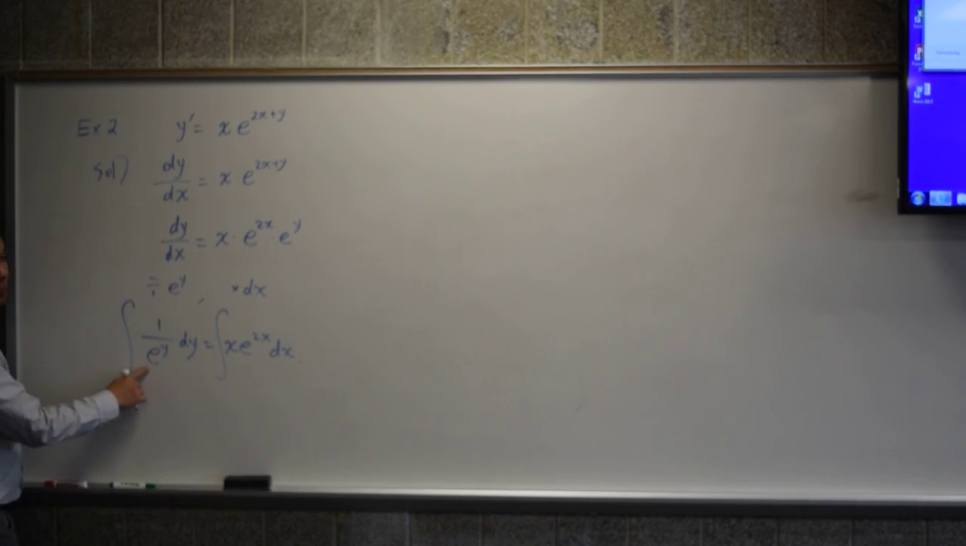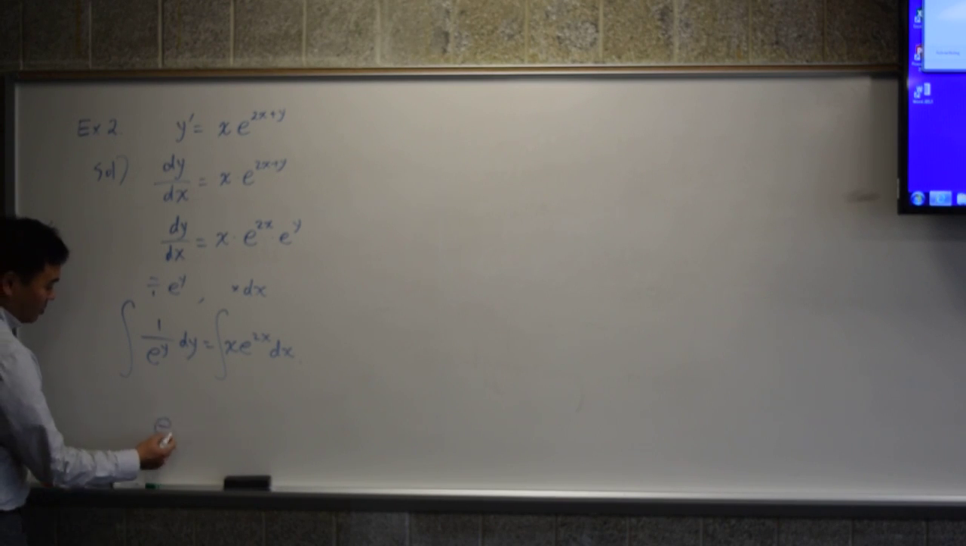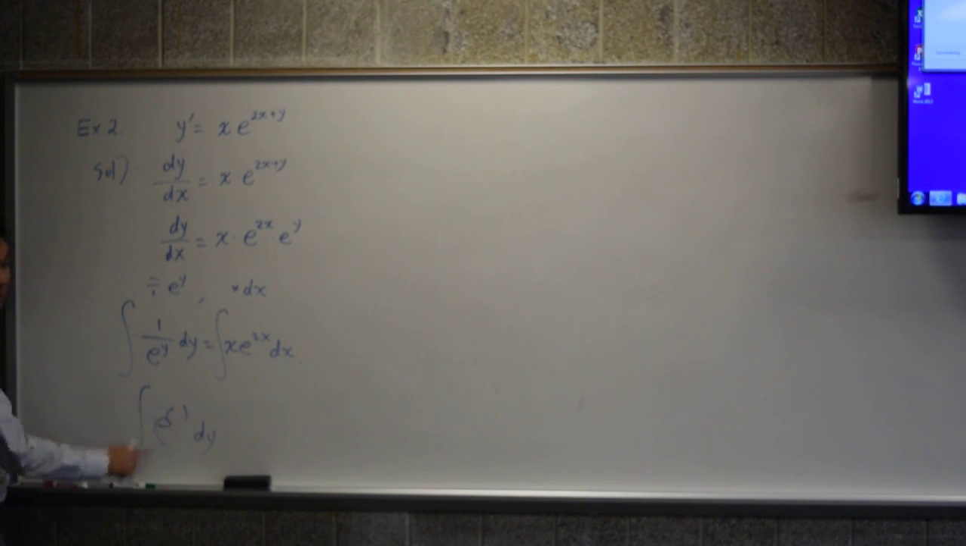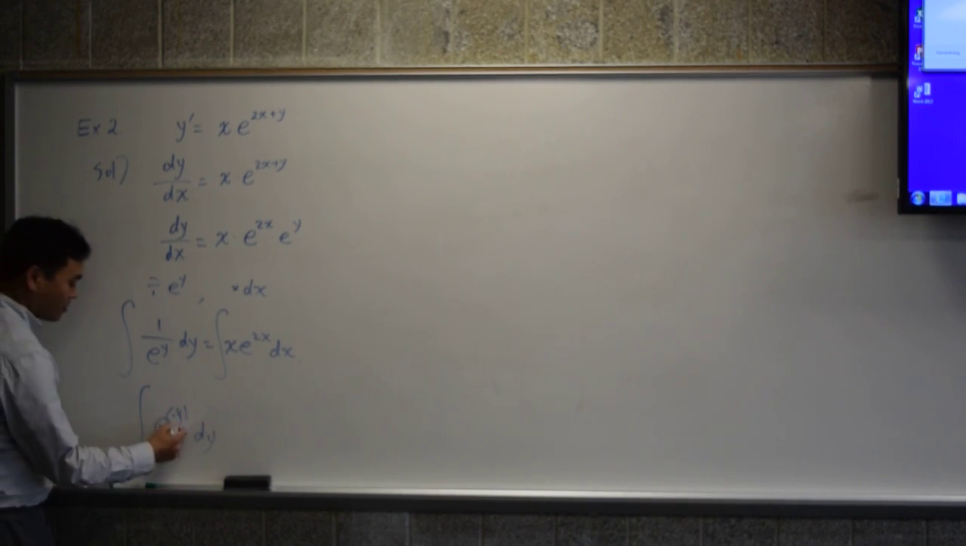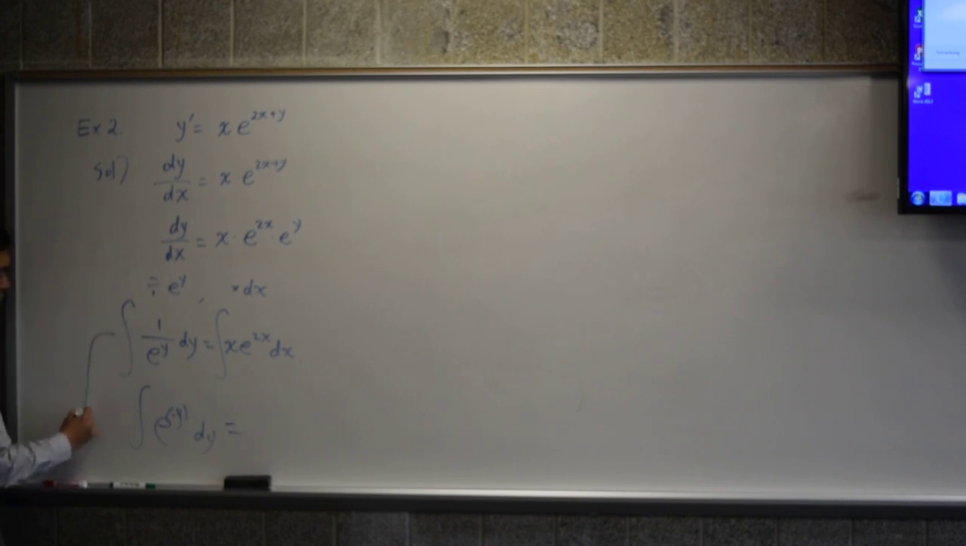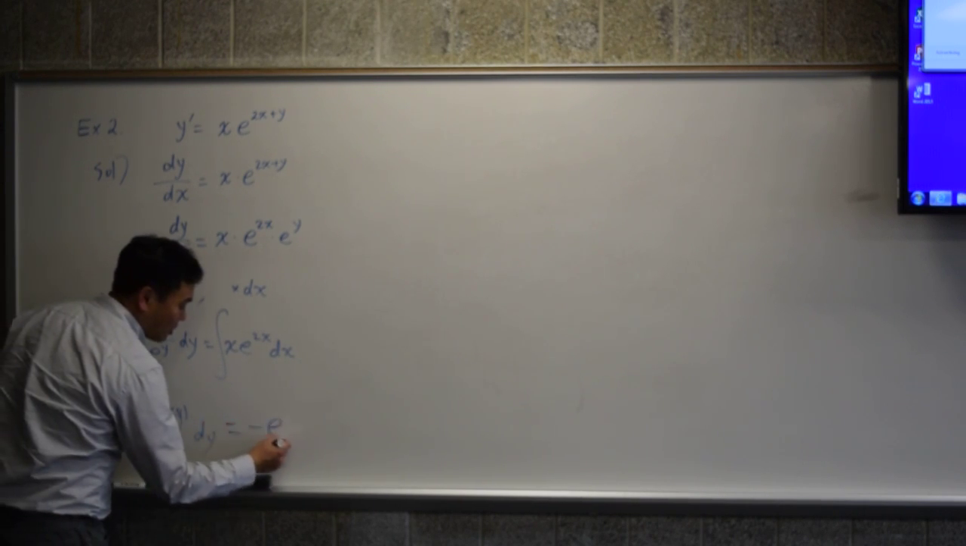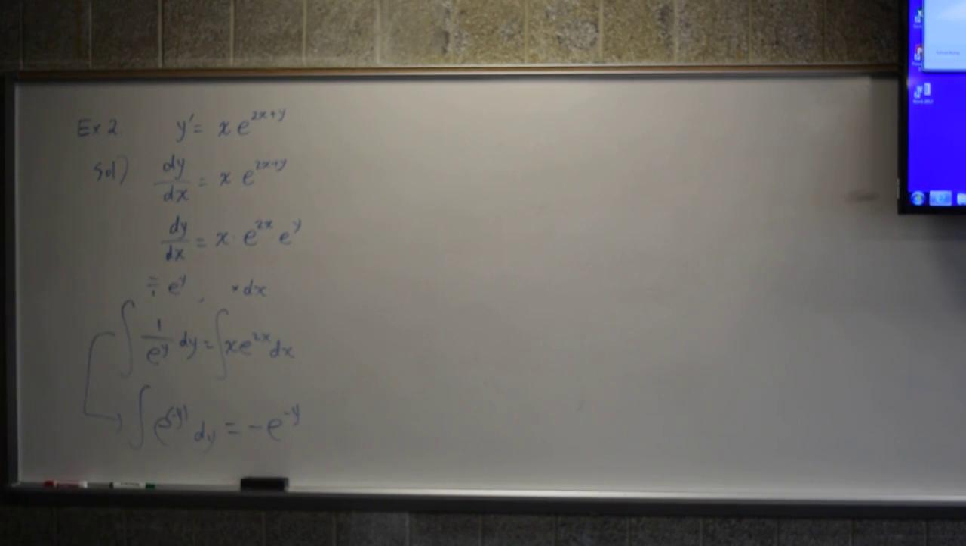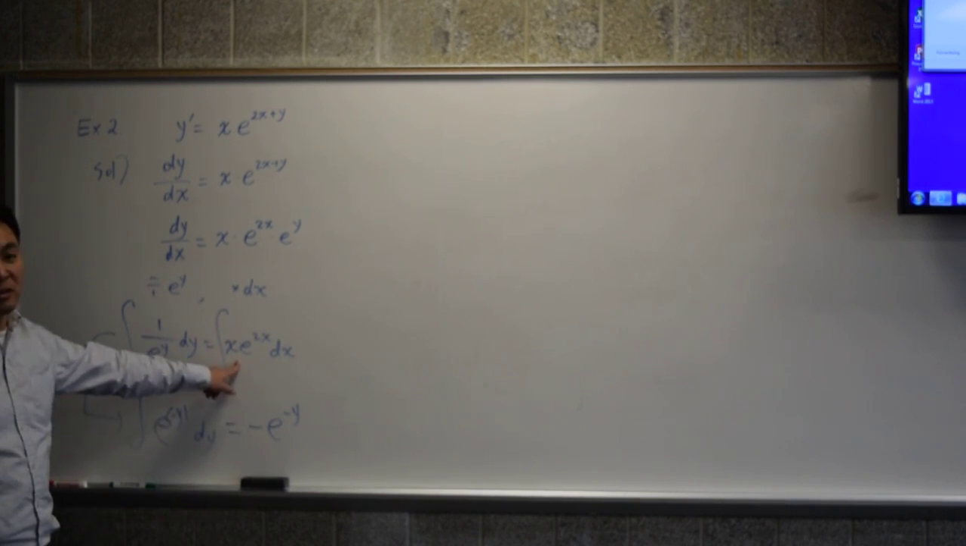Now, to integrate this one, you really want to write it as e to the something dy. So this is the same as e to the what power? Negative y, thank you. So this left side is the same as e to the negative y, and the integral of e to the negative y is? Yeah, negative e to the negative y. I'll just add the plus c on the right side. So that's what you get on the left side: negative e to the negative y. Now this one, how do you integrate this one?